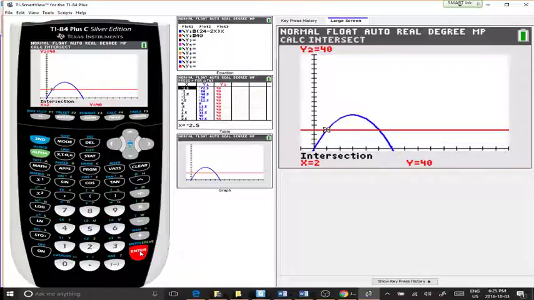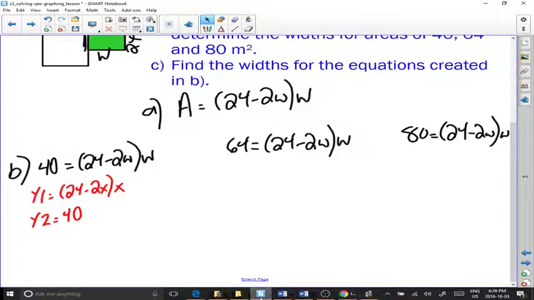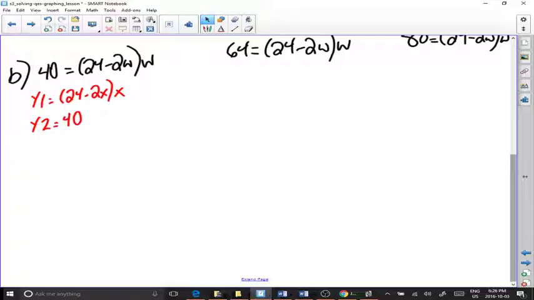2 works. And I can do it again. It's a nice friendly number, so I can remember 2. If it was 5 decimal places, I couldn't remember it, but press enter, enter, and we get 10. 10 also works. So going over here, to give us an area of 40, 2 and 10 both work.